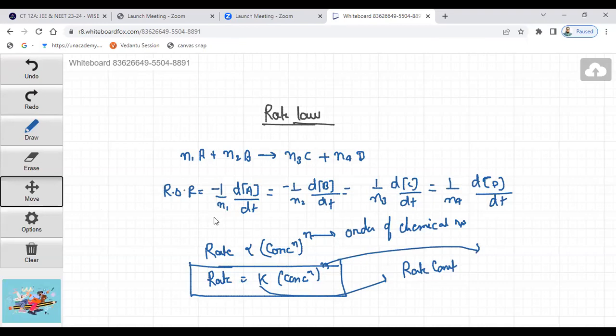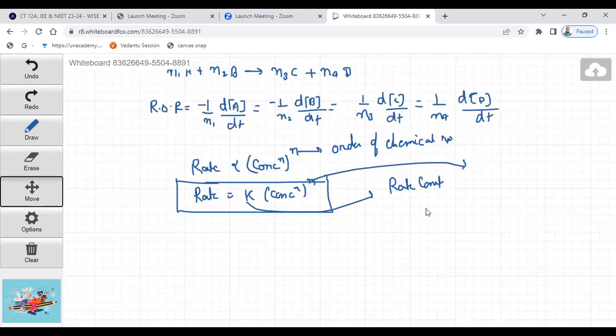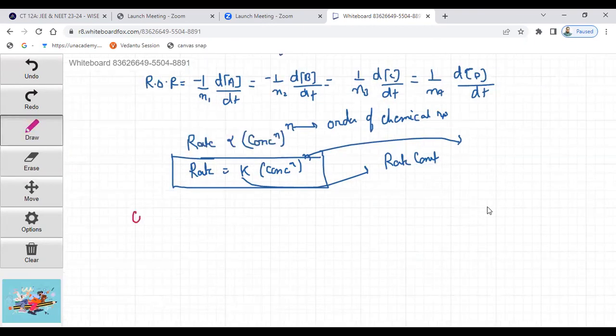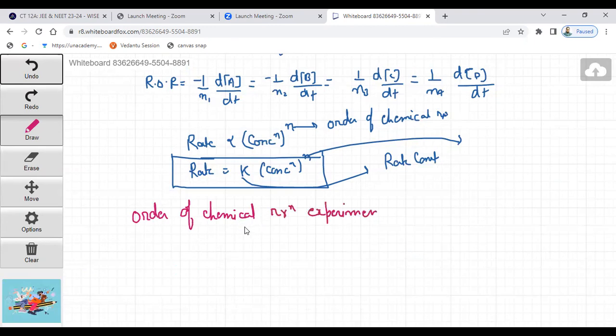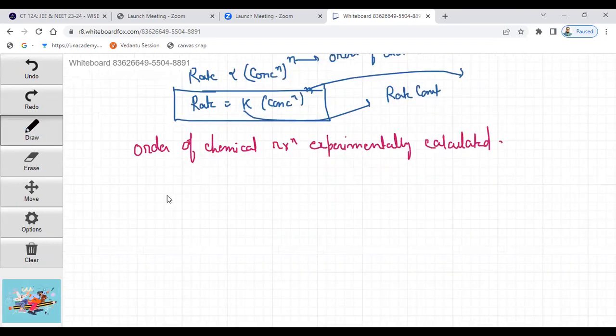Order of chemical reaction is experimentally calculated. How will we find the order of the chemical reaction? Either the n value will be given in your question, or you will be able to find the n value from some experimental values. In IIT and NEET questions, they give some experimental results, and with the help of these results you will be able to find the value of small n, the order of the chemical reaction. Then write down the unit of k.